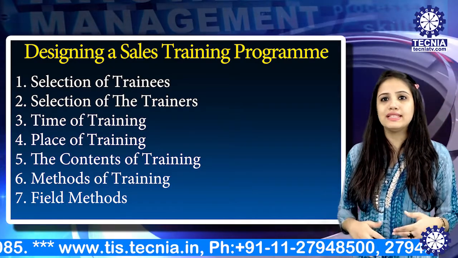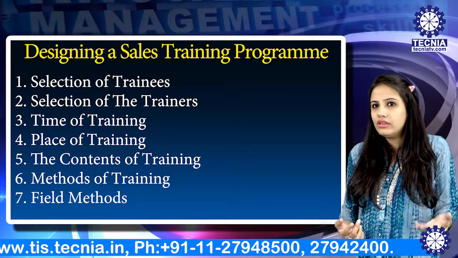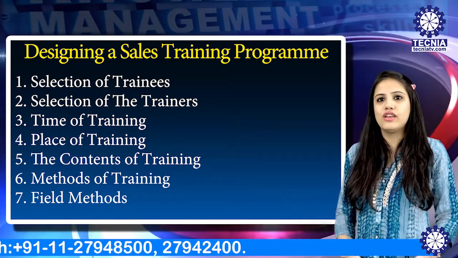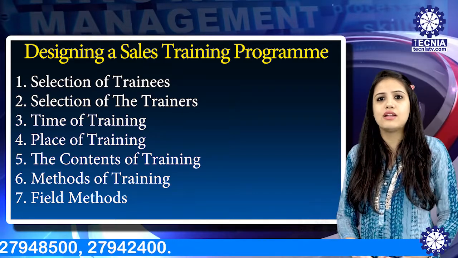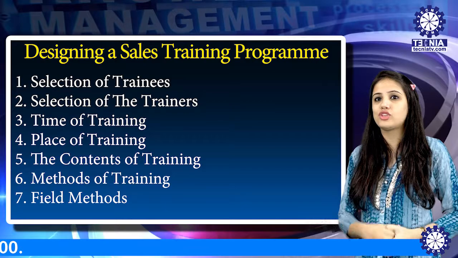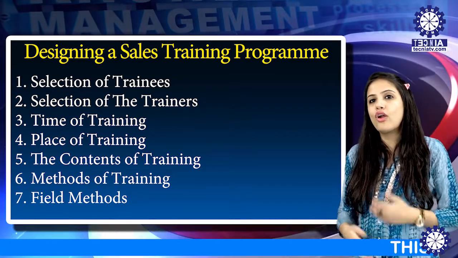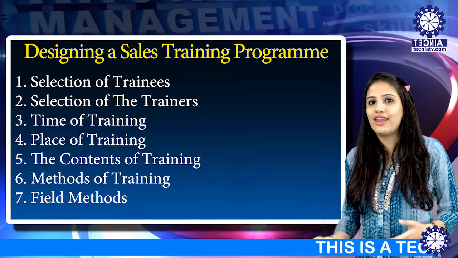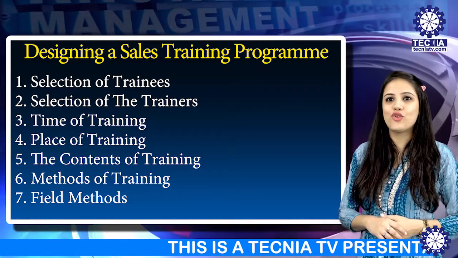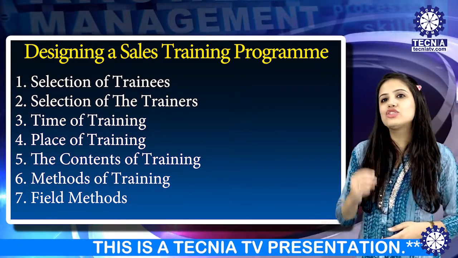Next point, that is the place of training. The training may be centralized in one location. Alternatively, it may be decentralized in the forms of field sales offices, on-the-job training, sales seminars, and self-guided assignments. So this again is the decision of the top management of the sales department, for defining the place of training.